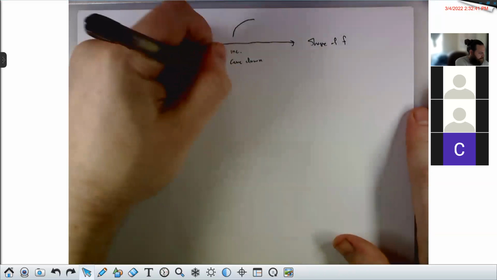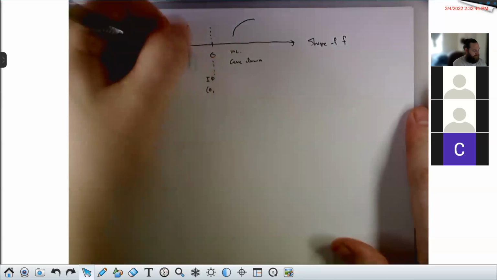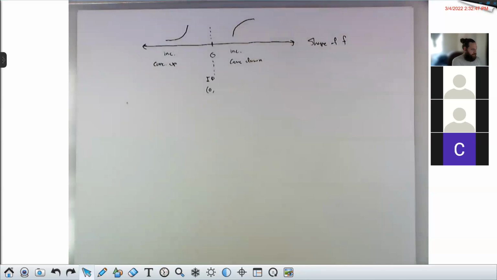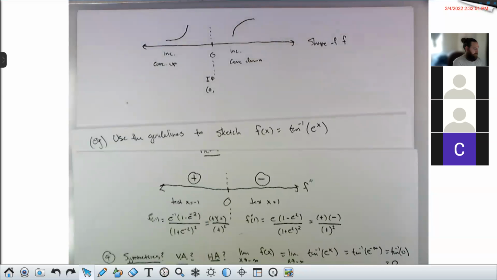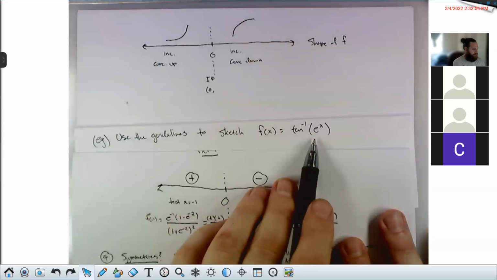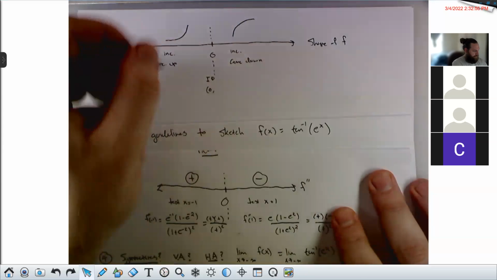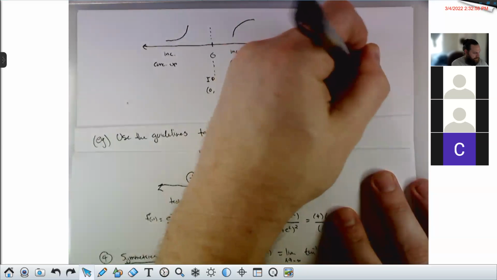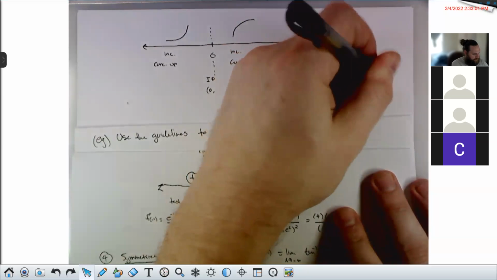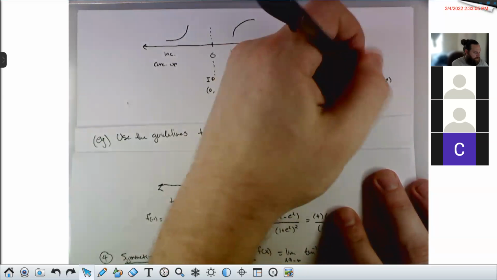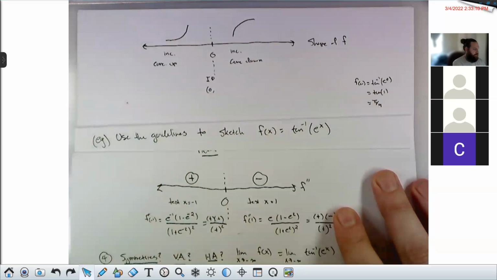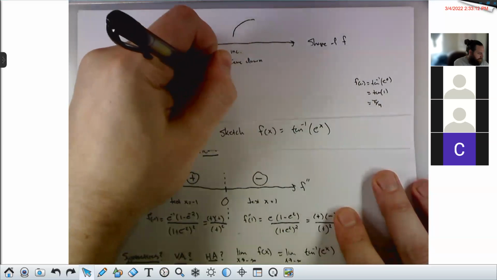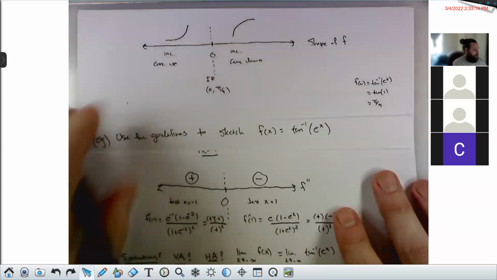The x value at that inflection point is 0, of course. And the y value there is going to be f of 0. So f of 0, if you plug 0 into the original function f, and I'll do it over here, f of 0 is the inverse tangent of e to the 0, which is the inverse tangent of 1, which is pi over 4. So the inflection point there is at 0, comma, pi over 4.